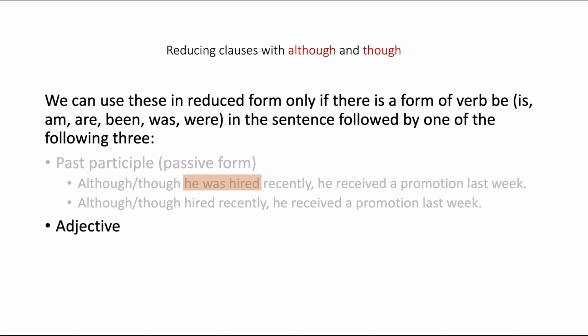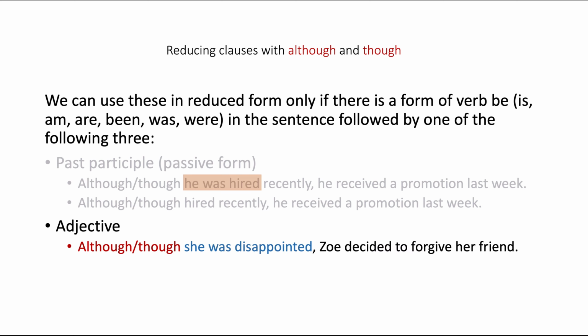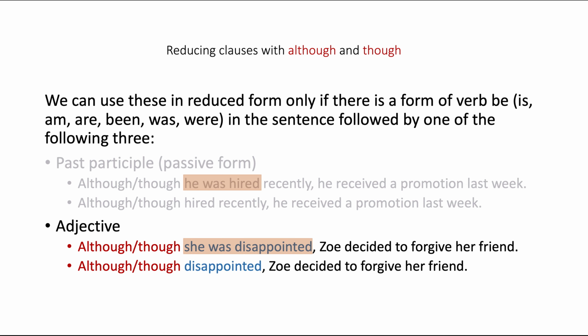Now, the second thing coming after a form of verb be that can qualify an adverbial clause for reduction is adjective. Here's an example. Though she was disappointed, and here we have an adjective, disappointed, right after the verb be. And it means that we can get rid of the subject and the verb be and keep the adjective in the reduced form. So though disappointed, Zoe decided to forgive her friend.